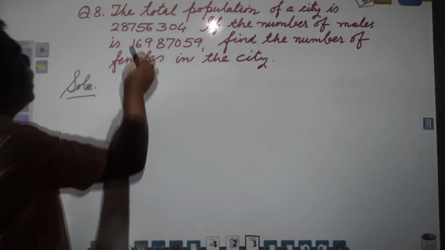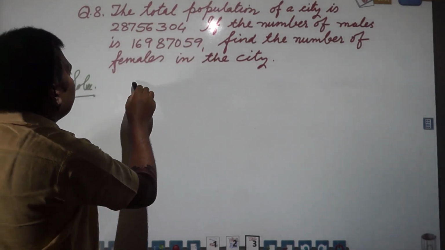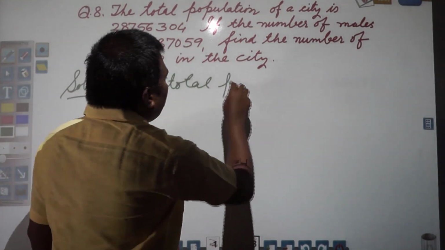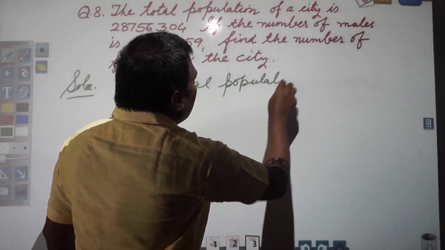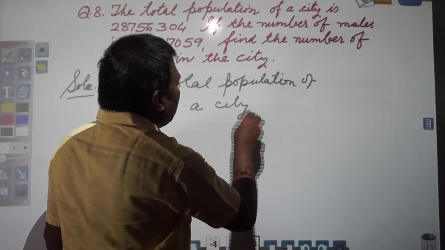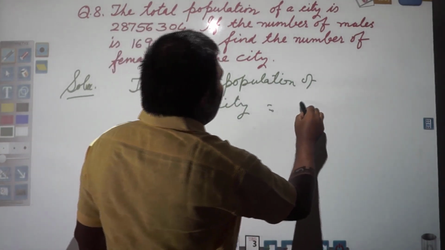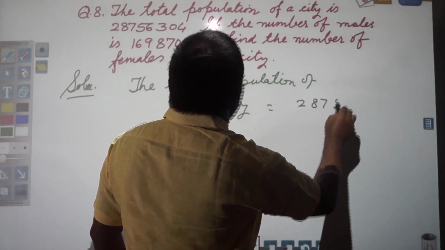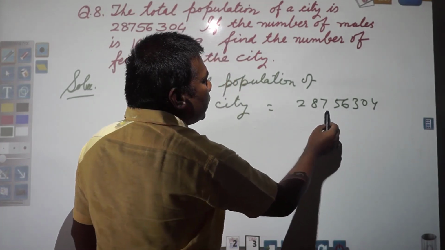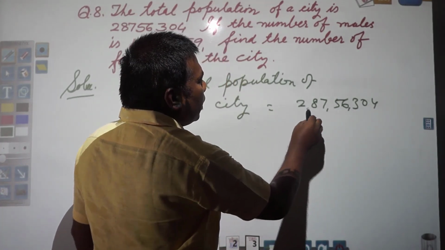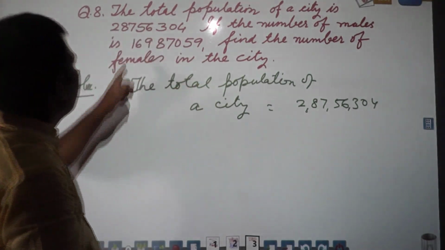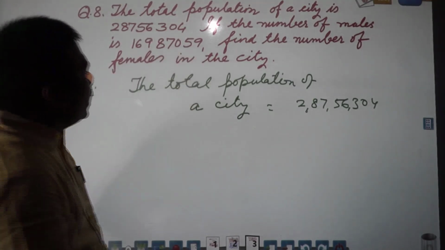You see, the total population of a city is equal to how much? 2875630 ones, tens, hundreds, thousands, ten thousands, lakh, ten lakh and crore, 2,87,56,304. And among them, how many are males?